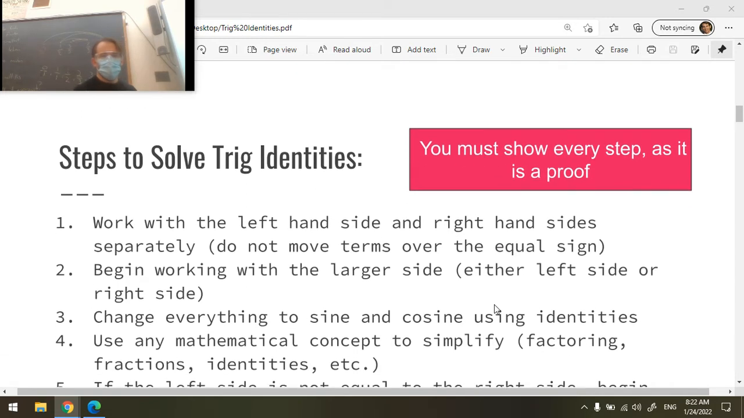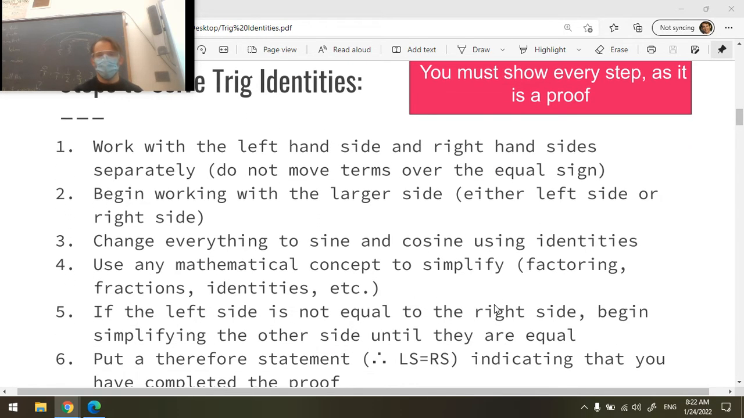So here are the steps that you're going to use to solve trig identities, and these are on your handout. If you don't have your handout, it's at the front corner. So the first thing that we need to remember to do with trig identities is they're not like equations where we're going to be moving things from one side to the other and dividing by something and multiplying by something. We're actually going to work with both sides of the equation separately.